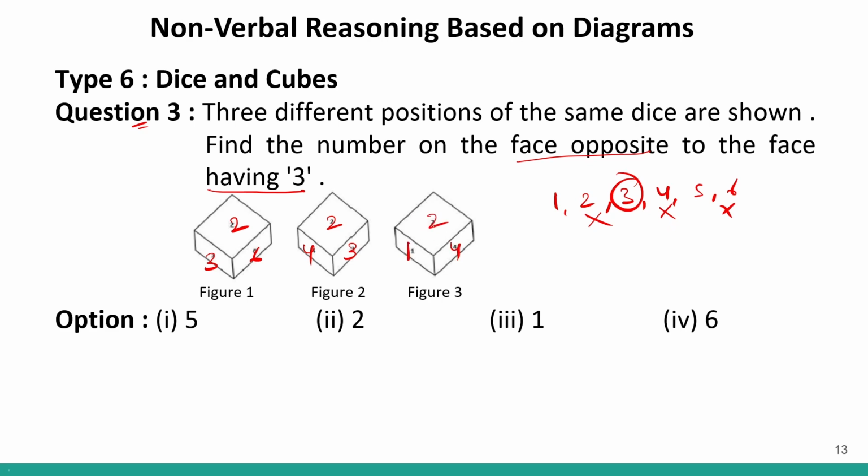I can see 2 and 4 have an adjacent, that is 1. So if there is a number adjacent to 2 and 4, it will be over here. Correct? Only if it is in this position, it will be adjacent to 2 and 4. So if 1 is over here, 3 is over here, the opposite to 3 is 1. So option number 3 will be the correct answer to this question.